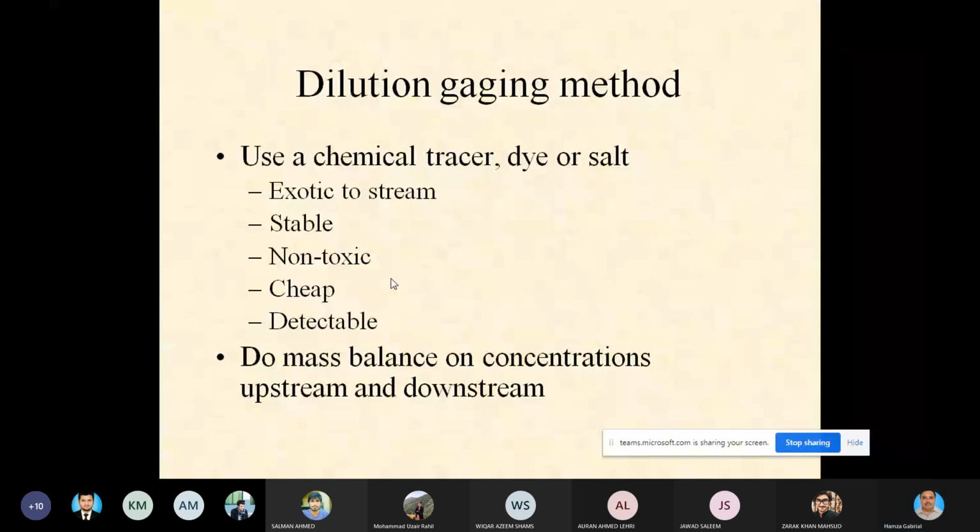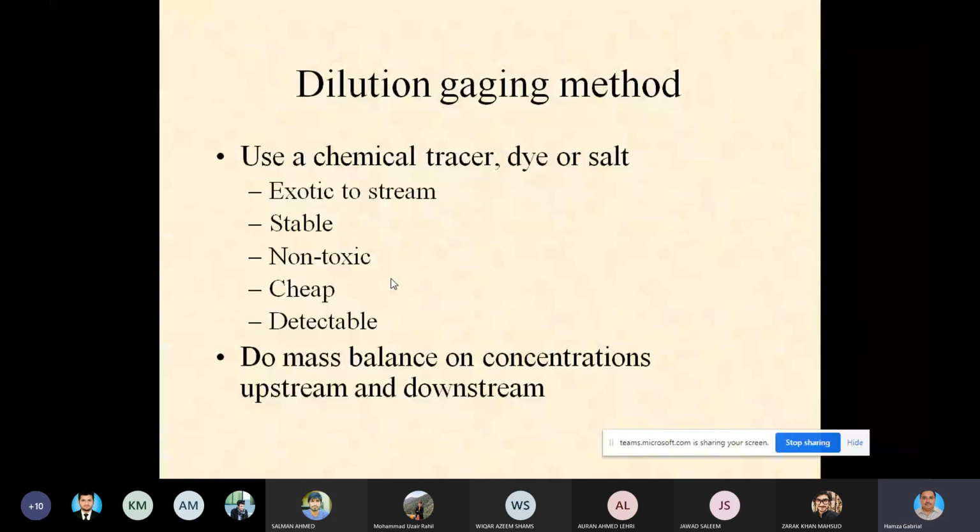Then we can use the dilution gauging methods. We can use some chemical tracer, dye, or even salt. We can use common salt, NaCl, sodium chloride, or a dye, or a tracer such as potassium permanganate, KMnO4. As it has a very distinct purple color, you can see that color with naked eyes as well.